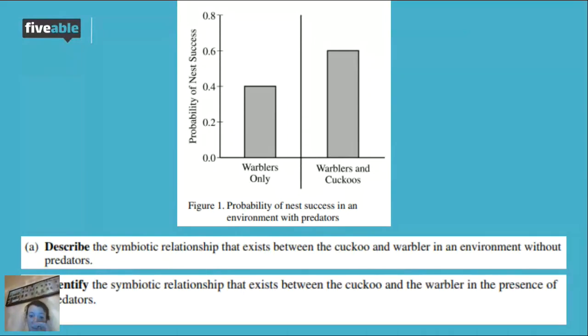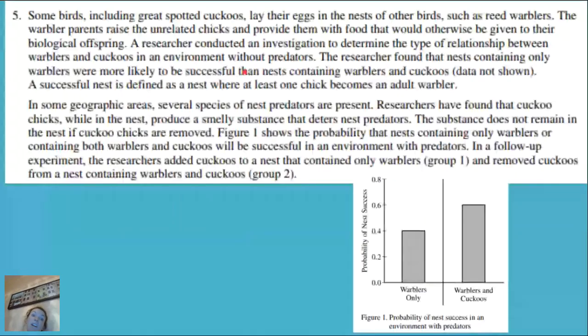And we're going to skip one of these questions anyway. But the main idea is that we need to describe the symbiotic relationship that exists between the cuckoo and warbler in an environment without predators, and then identify the symbiotic relationship that exists between the cuckoo and the warbler in the presence of predators. Okay, and we can do all of this just from the reading. So without predators, it's determined that the nests containing only warblers were more successful because the warblers are giving their food to the cuckoo babies instead of their own offspring. So that's one organism benefiting, the cuckoo, and one organism being harmed, the warbler, because it's giving food to the wrong baby. Okay, so that's going to be a classic example of parasitism.